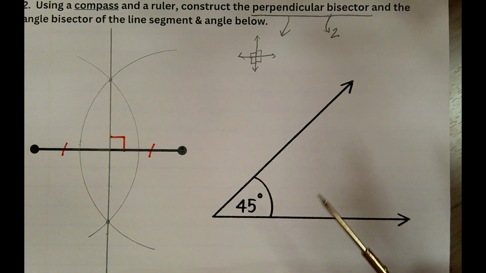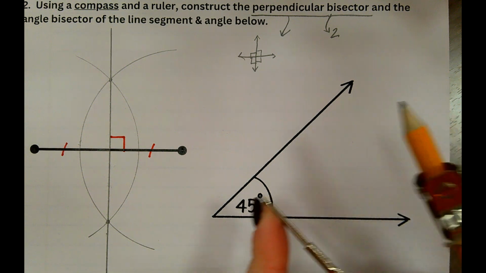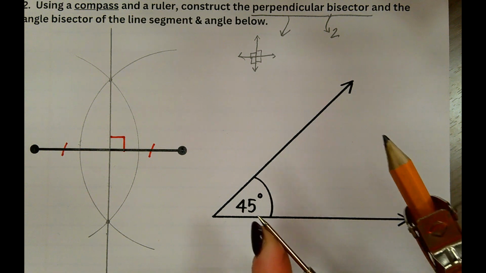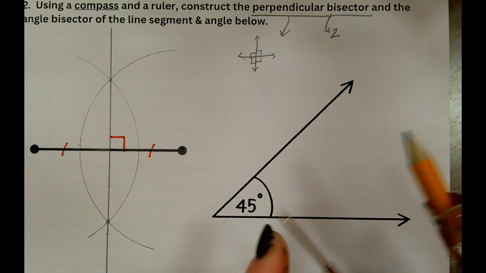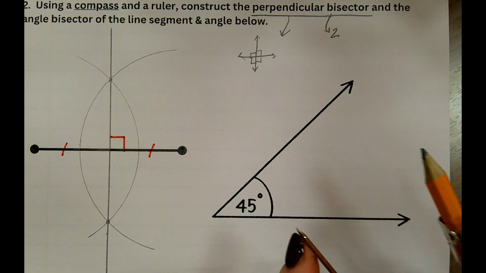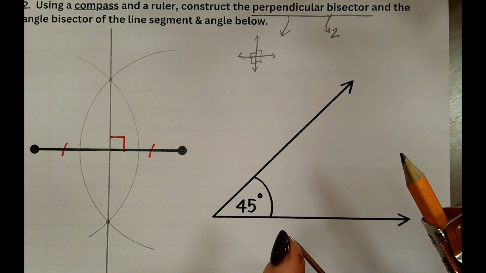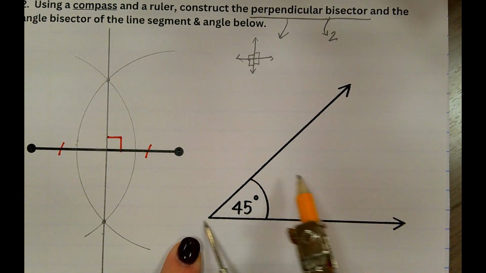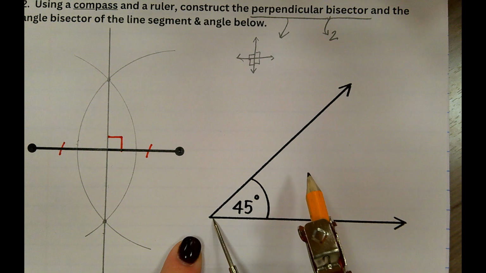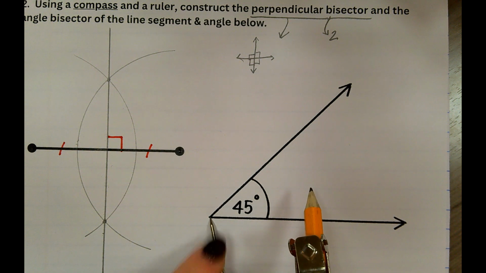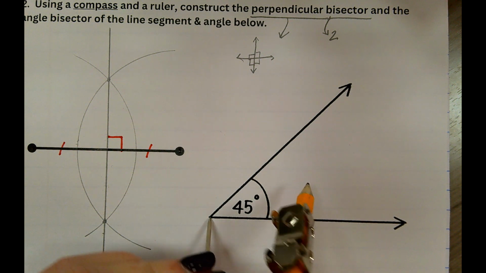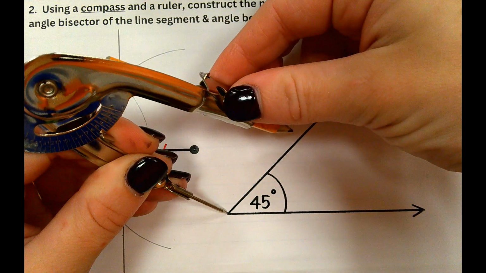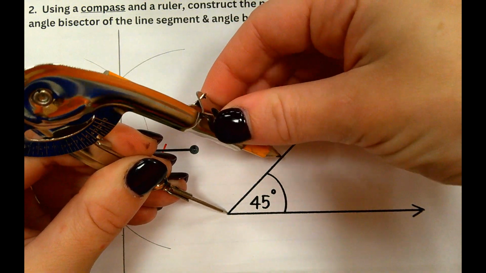Step 1, where should I put my point to start? Yes, the vertex. So this little point right here where the angle creates a V, the vertex, that's where you should start the point of your compass, right on that vertex. And our compass needs to be open, not too big on this one.